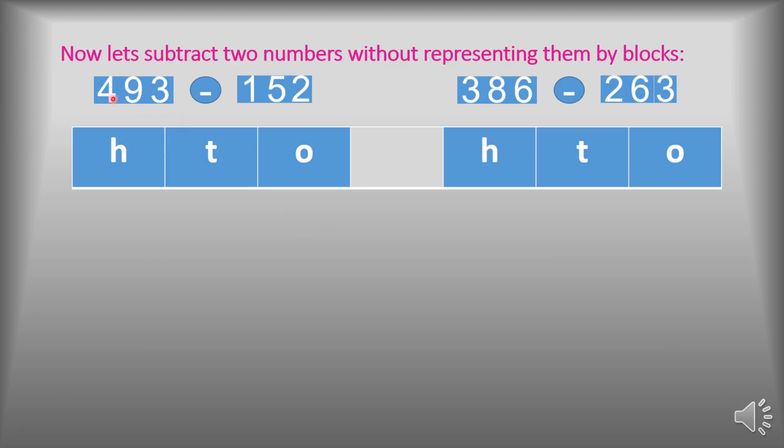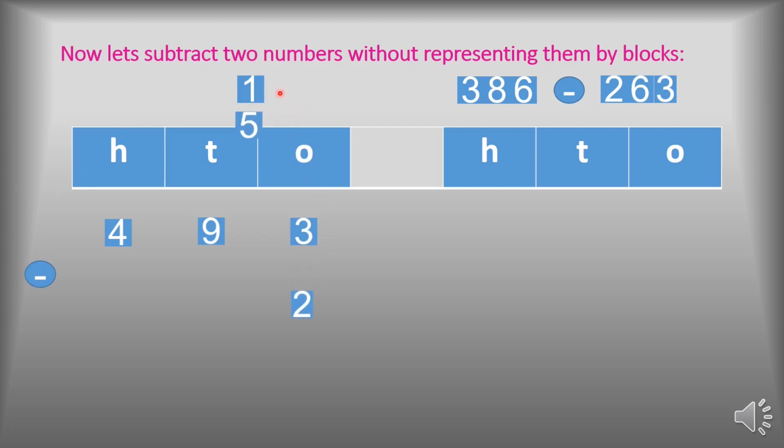Okay, here we have to subtract 152 from 463. But before we make the subtraction, we should arrange these numbers, the ones under the ones, the tens under the tens, and the hundreds under the hundreds. Now we will move the subtraction sign, which is minus, and go to the second number. Also, I will arrange it, ones under the ones, tens under the tens, and hundreds under the hundreds. Now let's make the subtraction.